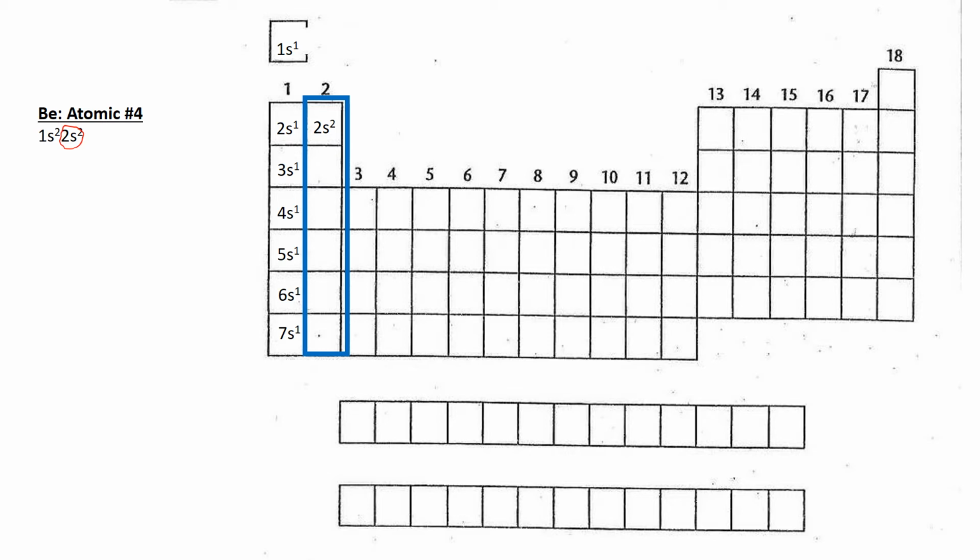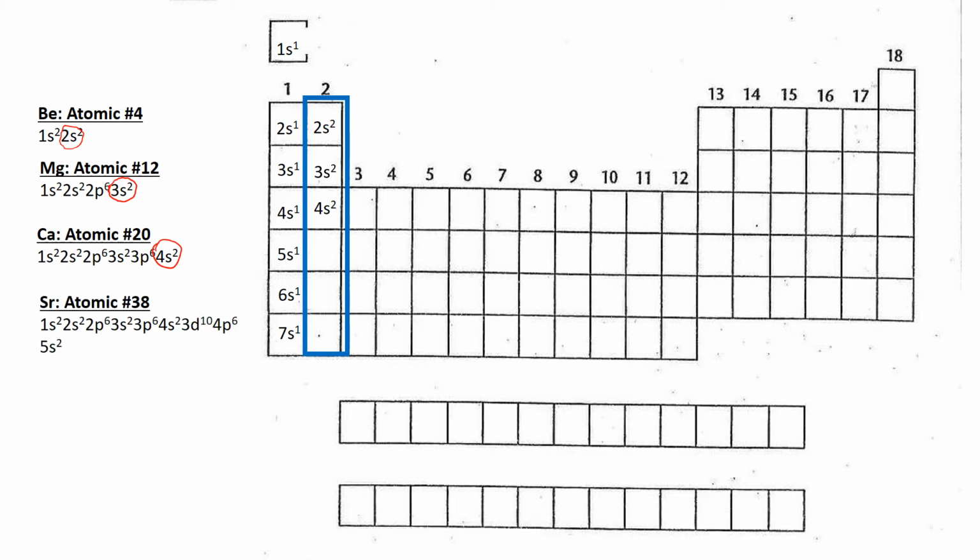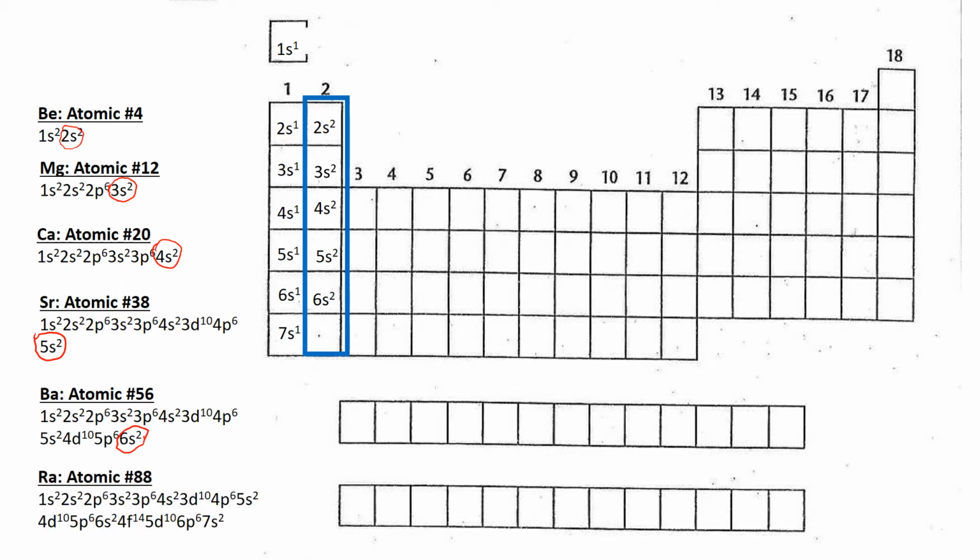The next element is magnesium in the second column. And as you might have been able to guess at this point, that is going to continue the pattern that we see. It's going to be 3s2. And we can keep going. Calcium is atomic number 20. It's the next one down. It ends in 4s2. And as we keep going, the next one is strontium. Strontium is going to end in 5s2. Barium is going to end in 6s2. And radium is going to end in 7s2.